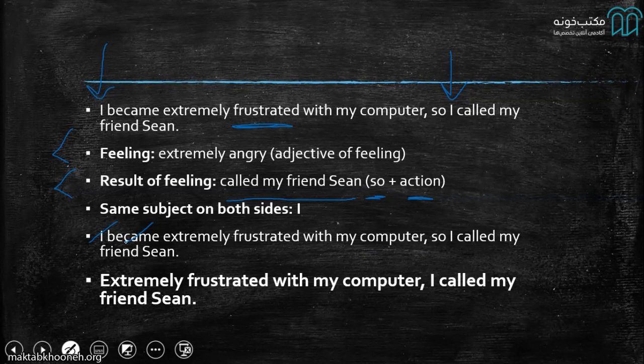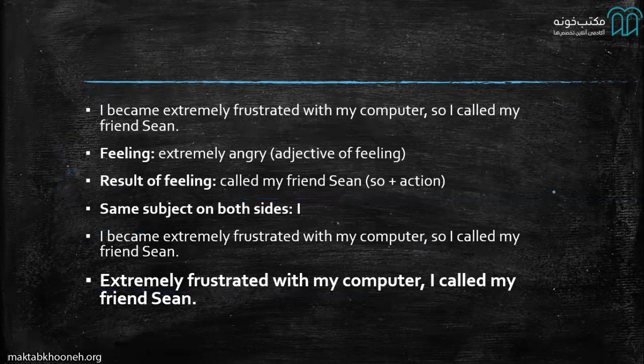And it makes sense. So that first clause or the first part of the sentence doesn't have a verb anymore. And it's just extremely frustrated with my computer. That's why it's called non-finite. It's beautiful. It's advanced. It's a very good way to write, especially when you're doing narrations, writing stories, or even when you're telling a story. I called my friend Sean is the second part. Obviously, I removed the so, but that's it. So it's really not that complicated as long as you have the correct original sentence that you can change over.